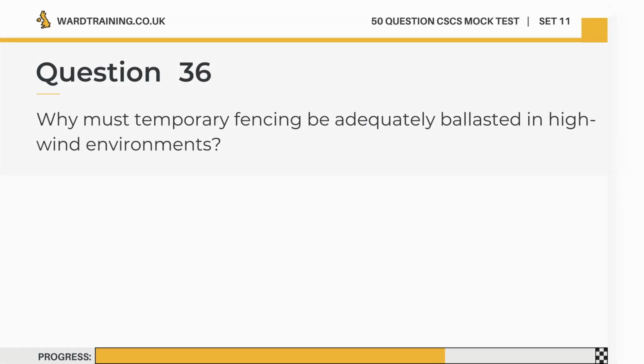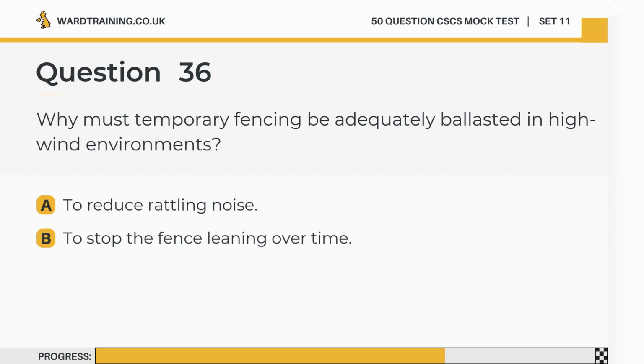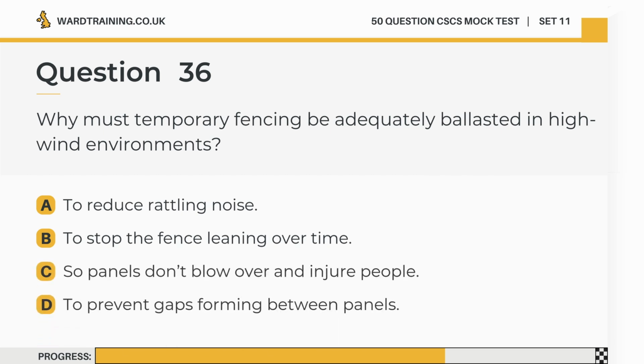Question 36. Why must temporary fencing be adequately ballasted in high wind environments? A. To reduce rattling noise. B. To stop the fence leaning over time. C. So panels don't blow over and injure people. D. To prevent gaps forming between panels.